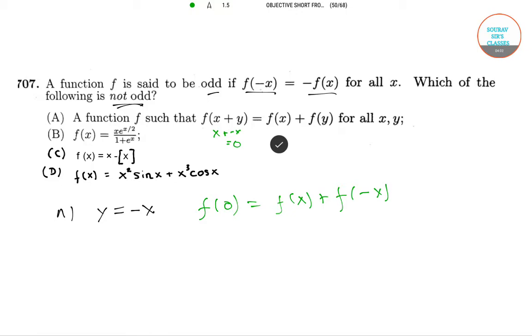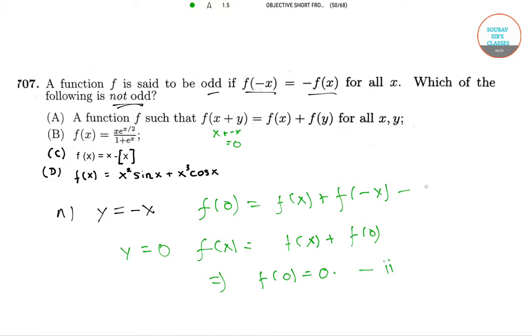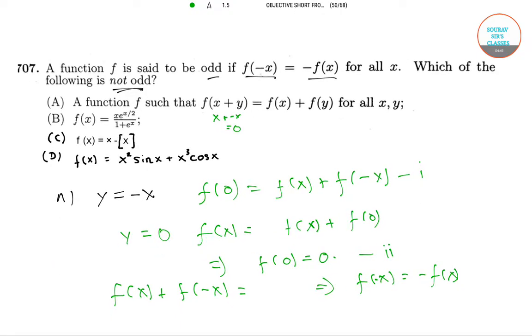Now putting y equals 0, we will have f of x equals f of x plus f of 0. This implies f of 0 is equal to 0. So from equation 2, and let us denote this as 1, then from equations 1 and 2 we get f of x plus f of minus x is equal to 0, which implies f of minus x is equal to minus f of x. So for option A, this function is an odd function. Similarly, for options B and D, it can be easily proved that they are odd functions.